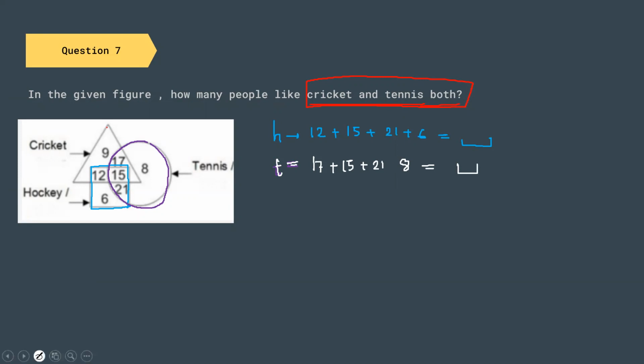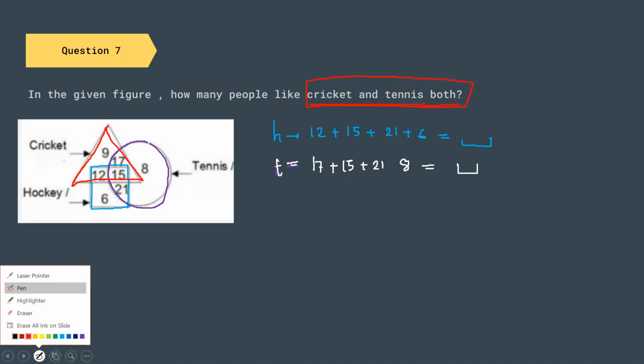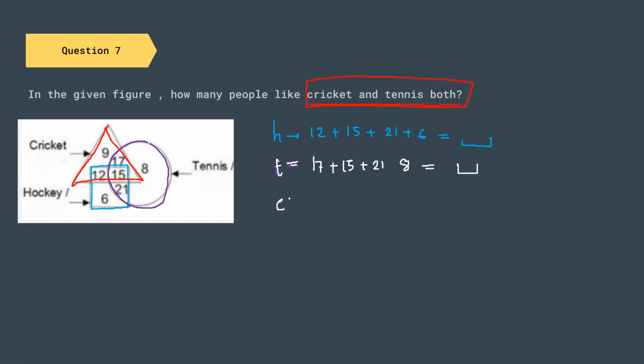Now, our last one is cricket. So this many people love cricket. Fine. If this many people love cricket, then how many people love cricket? Cricket is loved by 9 people, then 12 people, then 17 people, then 15 people. And if we add this, whatever the sum might be, these many people love cricket. Now let us see how many people like cricket and tennis both.